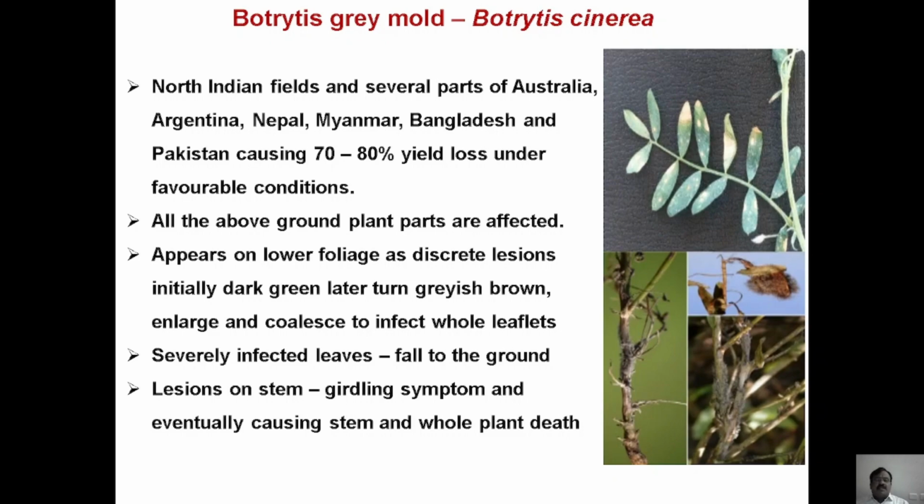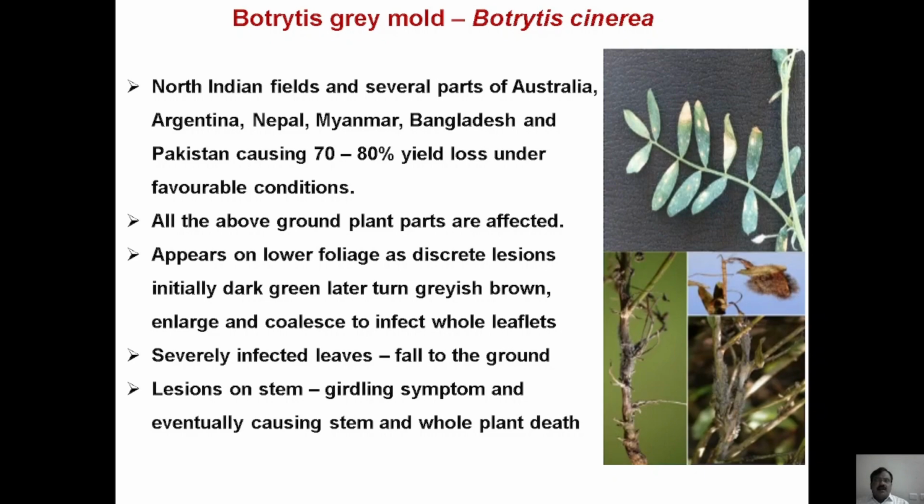It appears especially on the lower foliage as discrete lesions, initially dark green and later turning grayish brown, enlarging and coalescing, causing a blighting of the entire leaf. Severely affected leaves may fall off, and the lesions on the stem cause a girdling symptom.